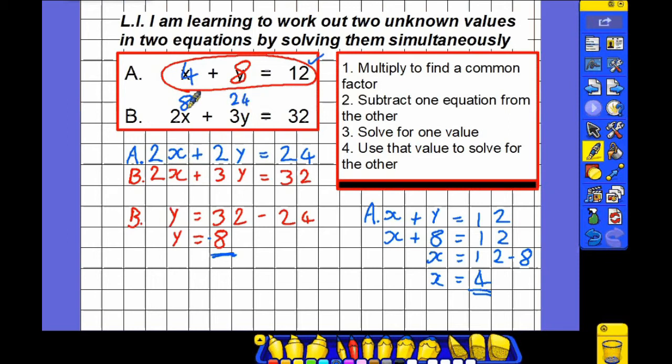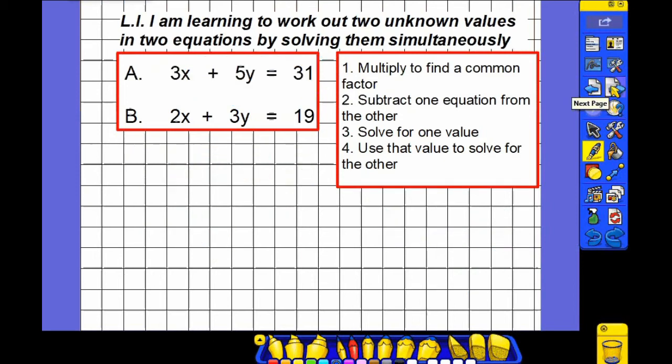Does 24 plus 8 make 32? Well, yes, it does. So in that case, we know that both of these values work for both equations. Therefore, our solution is correct. Let's try another example here. Now, this one is a little bit more challenging, but by following the steps one after the other, we should be able to arrive at the same solution.